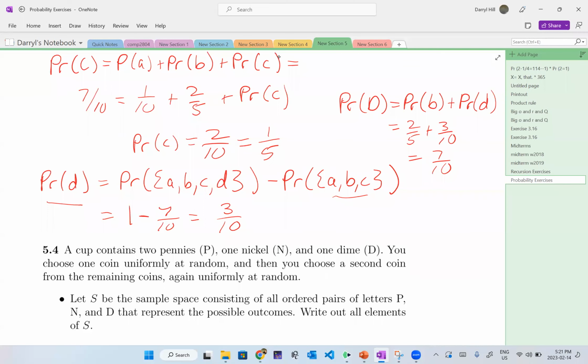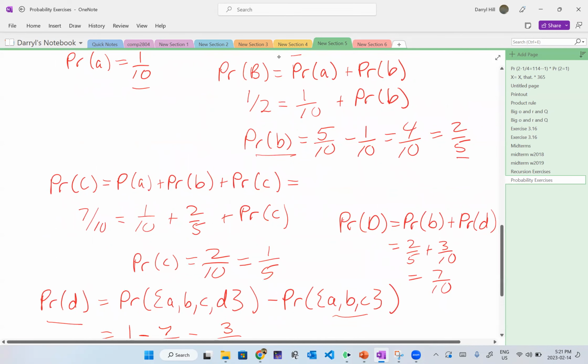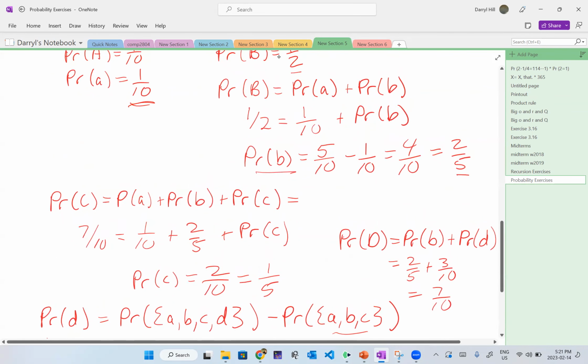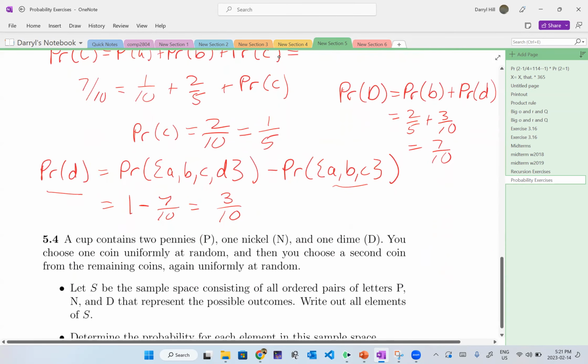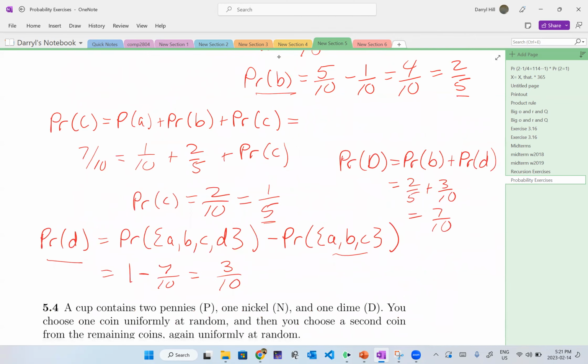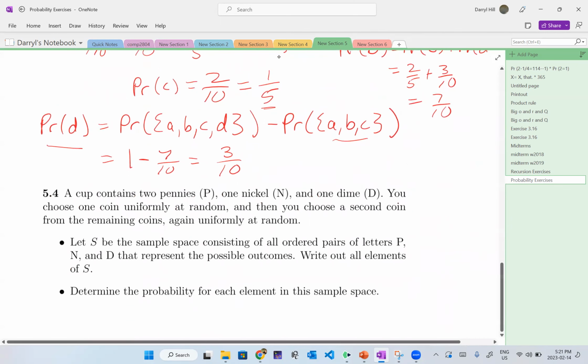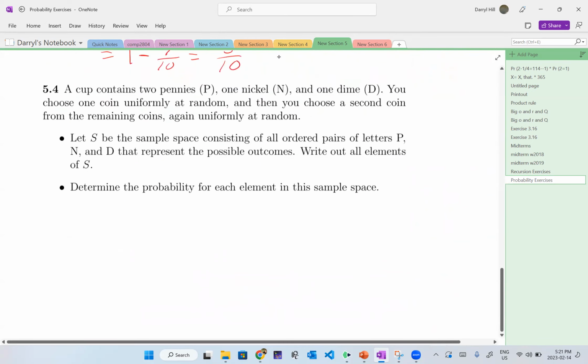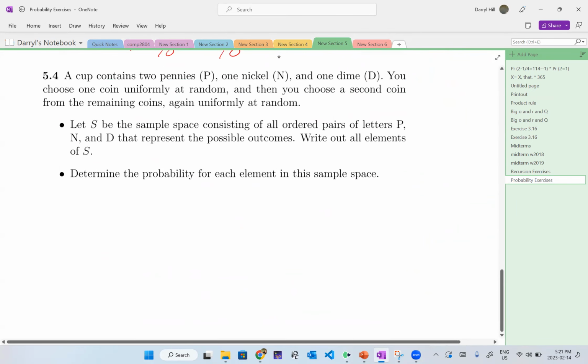probability should sum up to 1. So 7/10 is B plus D, plus A is 1/10, and then little c is 1/5. Yeah, that sums up to 1. So yeah, it wasn't that hard to double check actually. All right. We might stop there today.